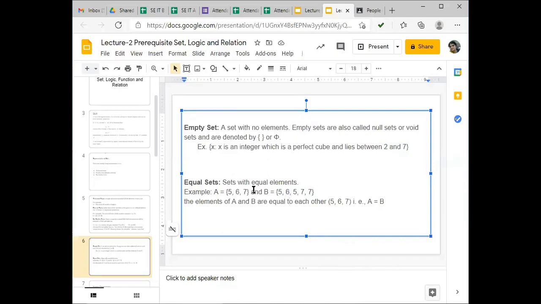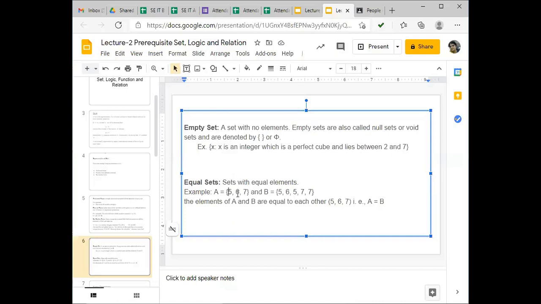Okay, but this set is not an equivalent set. What do you mean by equivalent set? Equivalent set means even the elements should be the same, that is true, but they also should be in the same order and the number of elements in both the sets should be the same. I hope you got the difference between equal set and equivalent set. We have to remember that equivalent sets are always equal sets, but all equal sets are not equivalent sets.